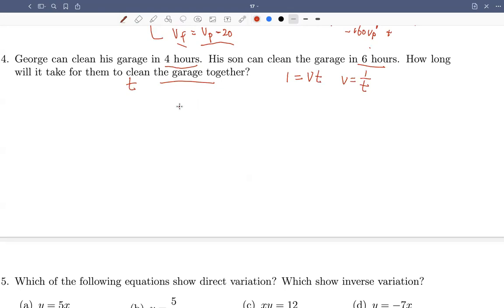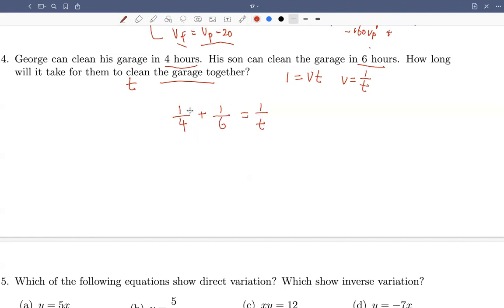So the speed of George is 1 over the time he used, which is 4 hours. So 1 over 4. That's George's speed. When they work together, we want to add both of the speeds. So his son used 6 hours. That's 1 over 6, right? The speeds added together is the speed when they work together. We call it 1 over t, because working together, it takes them t hours to finish. So the speed of working together is 1 over t.